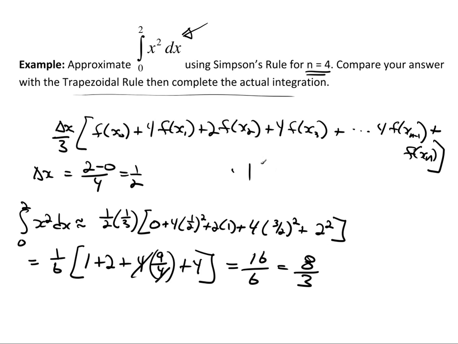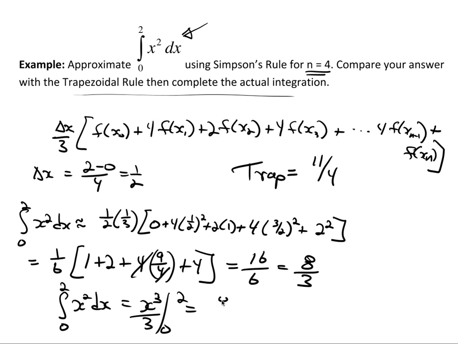Now remember the trapezoid rule, we said it was 11/4. Now what's the actual answer? Well, I'm going to integrate from 0 to 2 of x squared dx. That's x cubed over 3 from 0 to 2. That's 8/3. It matches exactly with what we found with Simpson's rule.